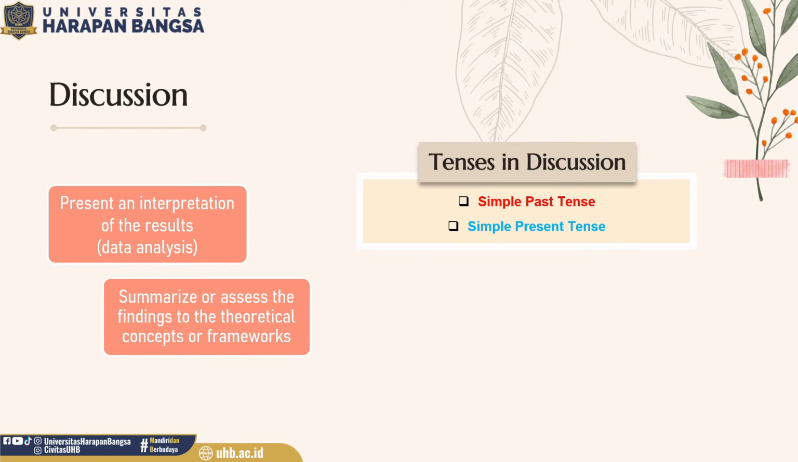Tenses used in discussion are simple past tense to summarize findings and simple present tense to interpret the results, discuss the significance of the findings, or present conclusions. We can also use another form of present tense, that is present continuous.